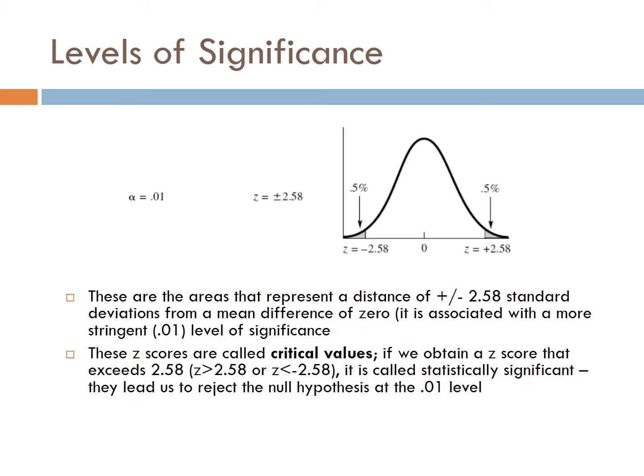So these are the areas that represent a distance of plus or minus 2.58 standard deviations from the mean difference of 0, which is associated with the more stringent 0.01 level of significance. And these z-scores are called critical values. If we obtain a z-score that exceeds plus or minus 2.58, it is called statistically significant. They lead us to reject the null hypothesis at the 0.01 level and find support for the working hypothesis.